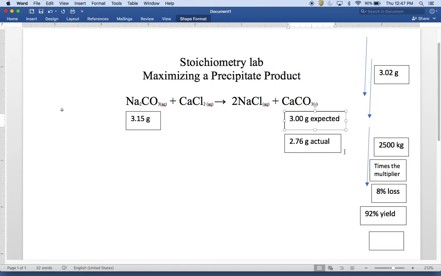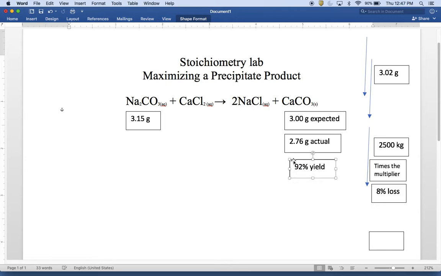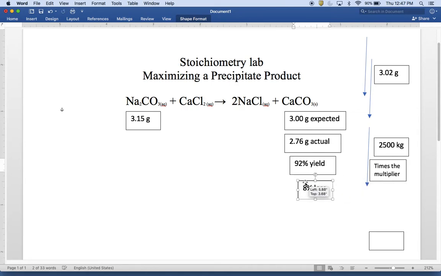And that's great. And then you did your percent yield calculation, and it gave you that you had a 92% yield, which in turn means an 8% loss. Okay, so this is pretty much standard. I have found that most students are really clear on this part through here. Beyond here, this is where it gets confusing.